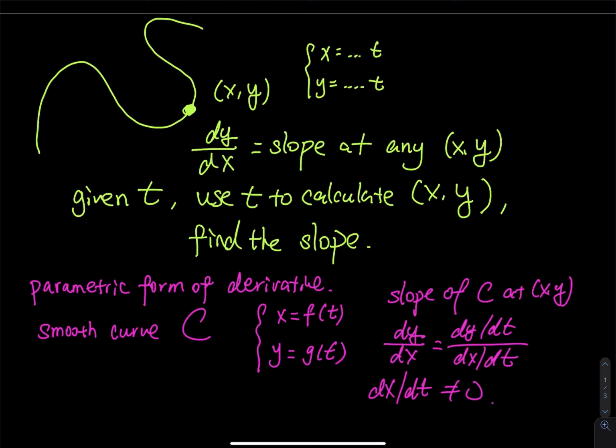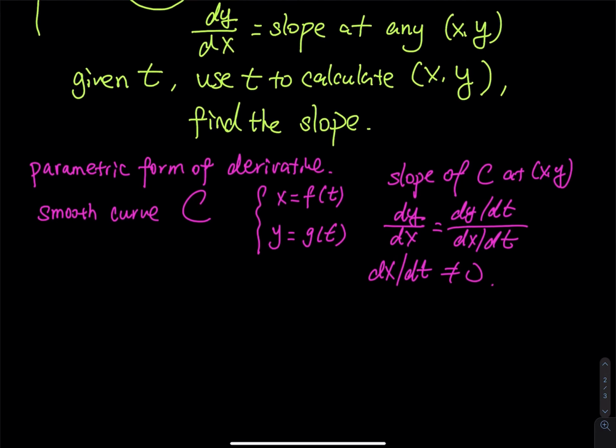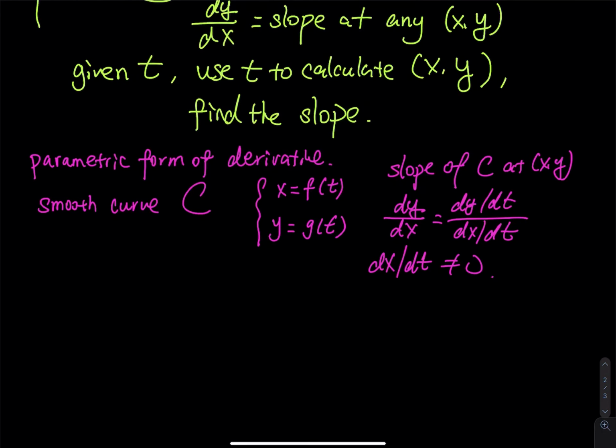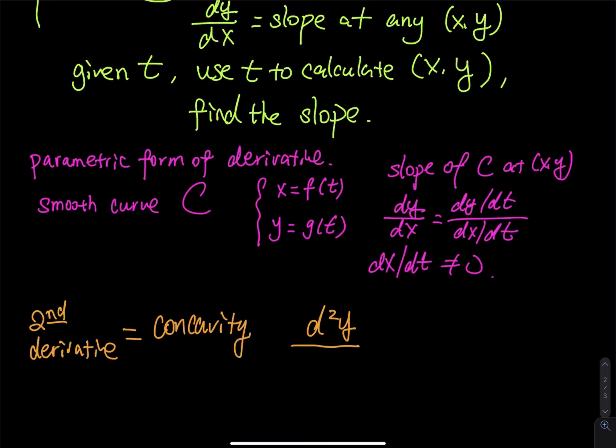So back in differential calculus, do you still remember what the second derivative represents? The first derivative represents the slope, so the second derivative represents concavity, right? So for this parametric form of derivative, other than the slope, what about the concavity? For the concavity, I will just give you the formula. That is the second derivative of y with respect to x, which equals d dt times dy dx, divided by dx dt.